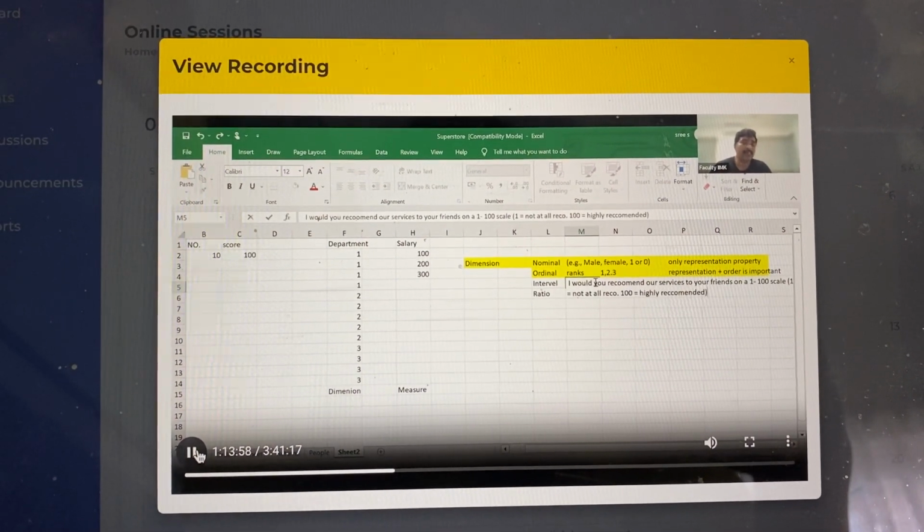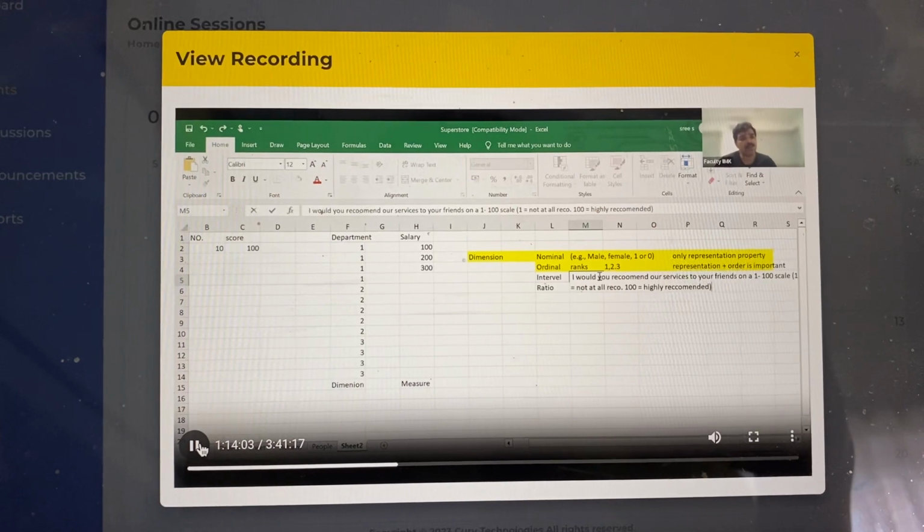For example, I have collected data from 100 people. Can I calculate the average recommendation score? Yes.